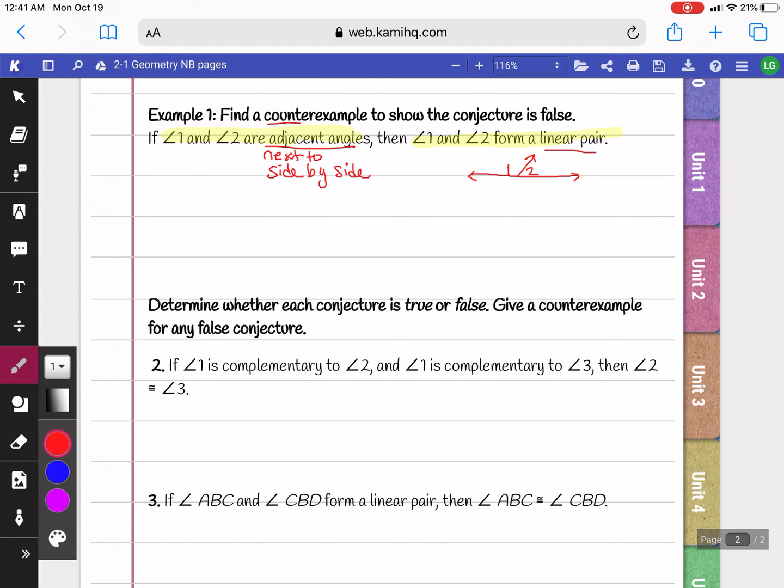We want to come up with a counterexample. So we want to say, okay, they can be adjacent, but they don't necessarily have to form a linear pair. I can draw other types of angles, like let's say we could draw complementary angles for angle 1 and angle 2. These are still adjacent because they're right next to each other, but they don't form a linear pair. They actually form a right angle. So this could be a counterexample to the statement that they form a linear pair. They can be adjacent, or next to each other, and not necessarily form a linear pair.